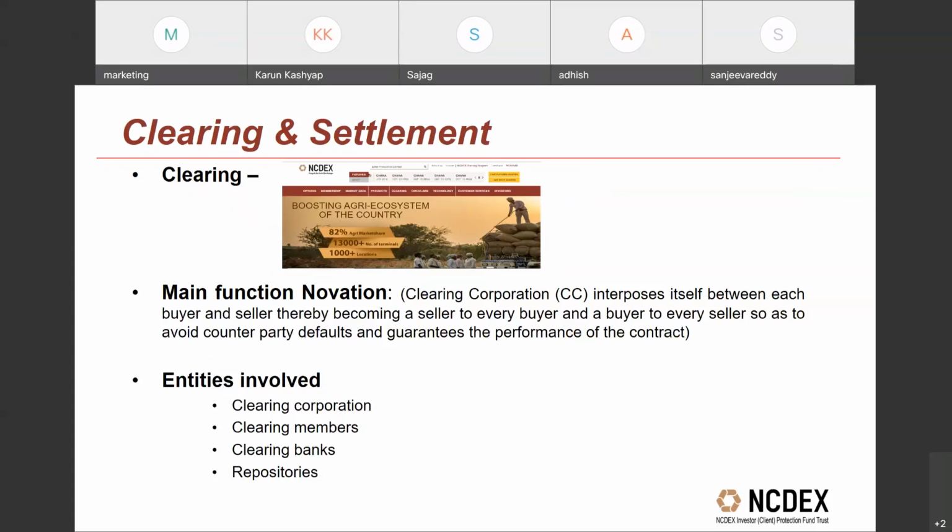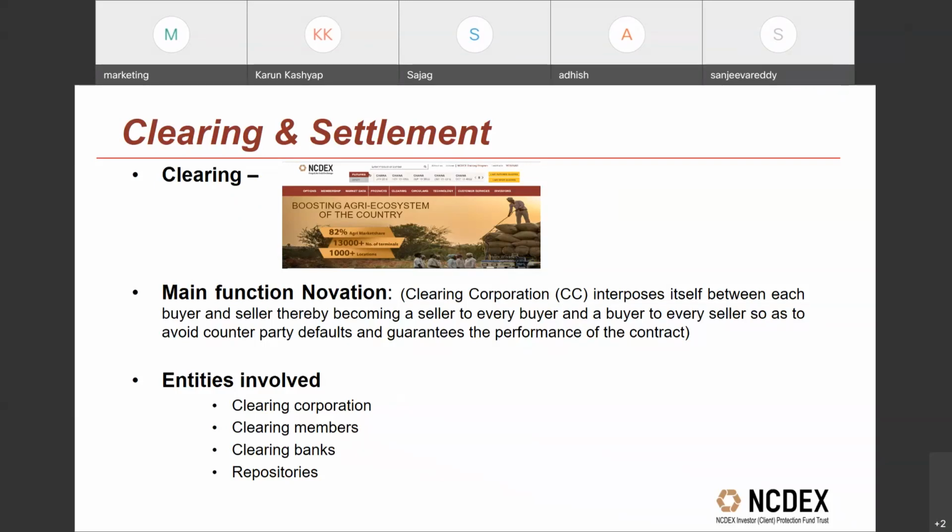So the clearing corporation is basically the agency or the institution which is responsible for all the trades which have been done on the exchange platform, to clear their trades. Basically, that is the responsibility of the clearing corporation. So the entities involved here will be the clearing corporation and clearing members.